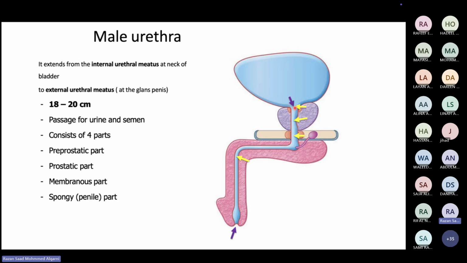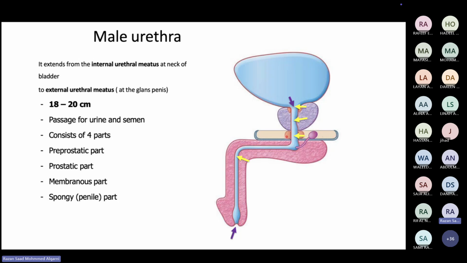In the male, its length is about 18 to 20 centimeters. It's a passage for urine and semen as well, and it takes the urine out from the urinary bladder until it leaves the body. The male urethra is composed of four parts. The first part is here, the upper part where it is embedded in the prostate. This part is called the prostatic part. And the area before the prostatic is the pre-prostatic part.